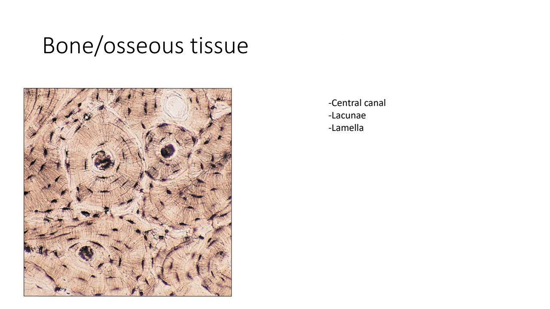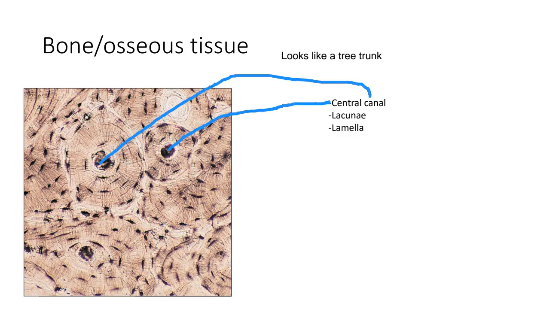So with bone tissue, let me write that. To me, it looks like a tree trunk. The structures that you will need to recognize would be the central canal. See right there in the middle? We call that the central canal. That's where the blood vessels run within the bone. They run up and down the central canal.